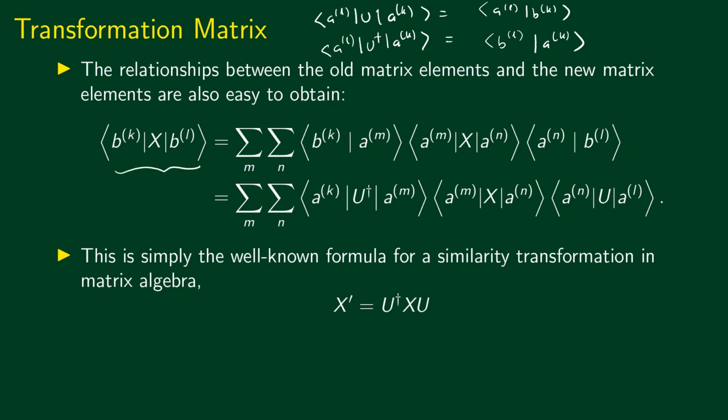It need not be an observable. So let's just say an operator. So these are the matrix elements of operator X in the new basis. We know how to find the matrix elements. Okay. We need to relate this to the matrix elements in the old set.